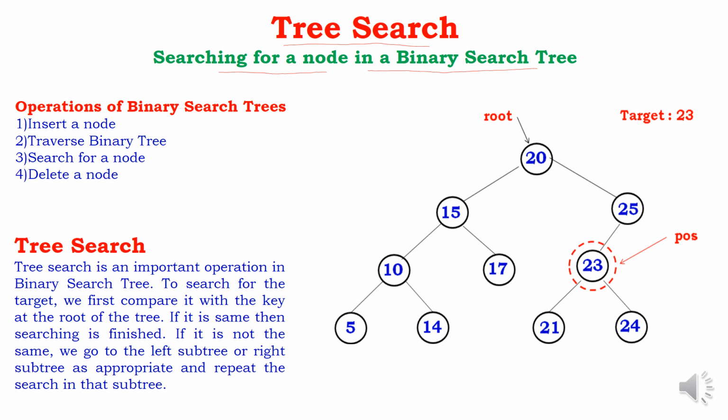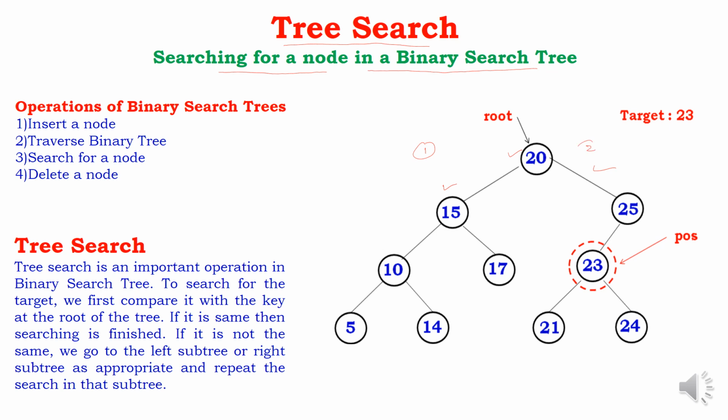The first rule is the key in the left subtree should be less than the key in its parent. See here, 15 is less than 20. 15 is in the left subtree, and it is less than the root value. That is the first rule. The second rule is the key in the right subtree should be greater than the key in the parent. So here the root is the parent, and 25 is the right child. 25 is greater than 20.